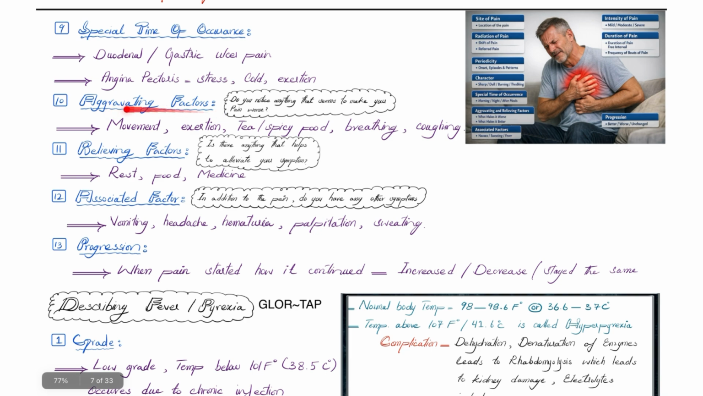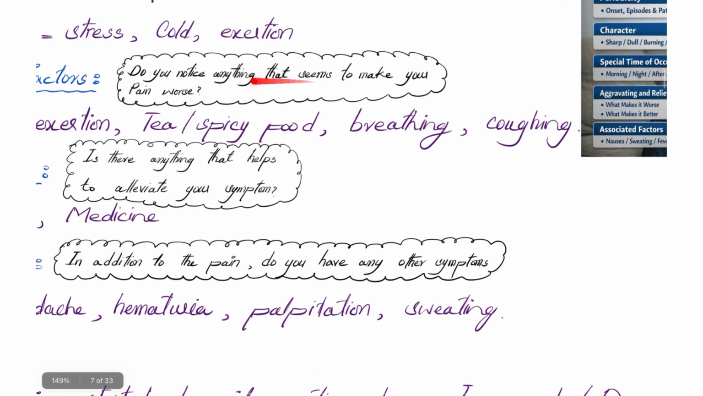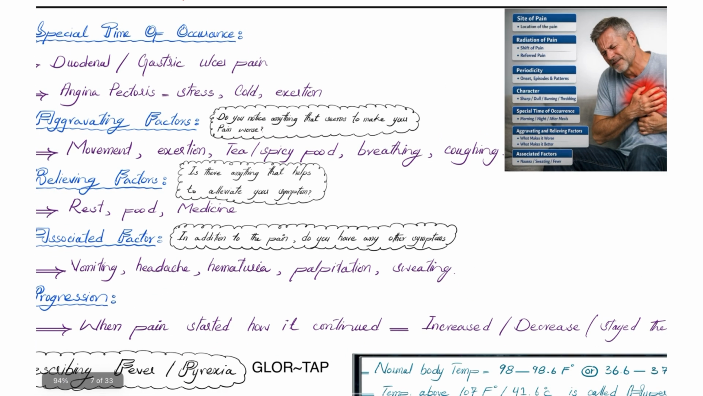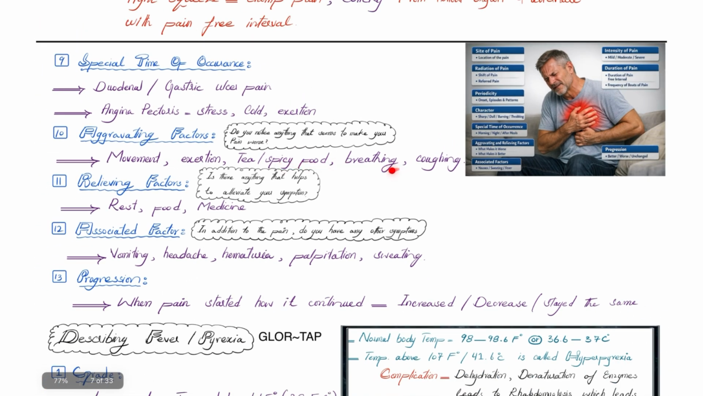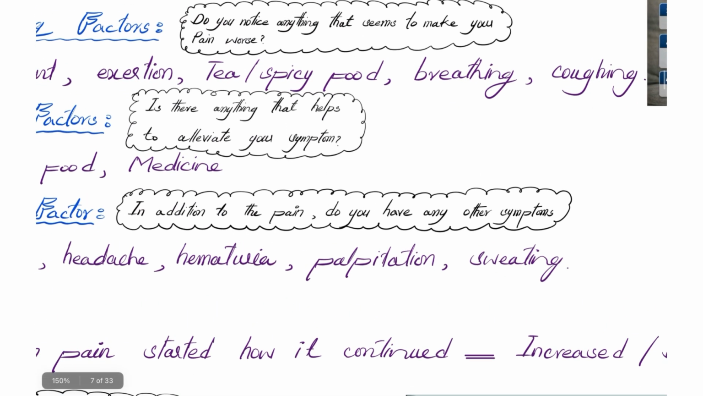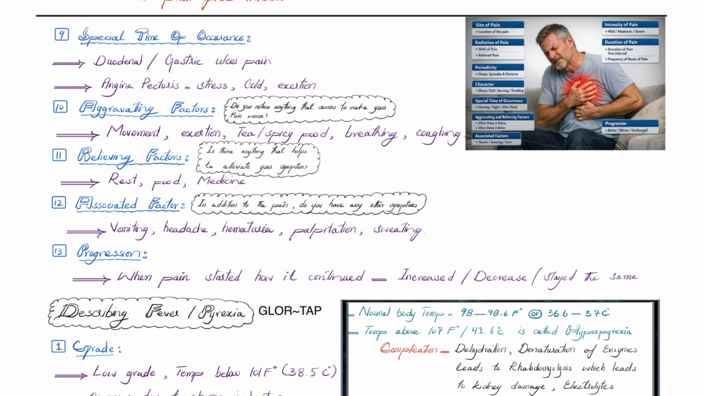You can ask it in this way: Sir, do you notice anything that seems to make your pain worsen, like movement, exertion, tea, spicy food, breathing, or coughing? And then ask about the relieving factors. Like, is there anything that helps to alleviate or improve your symptoms, like rest, food, or medicine?